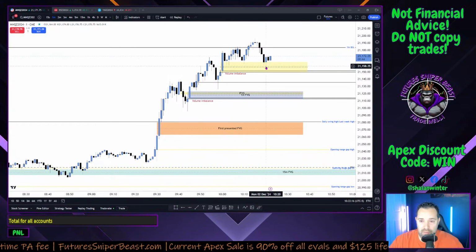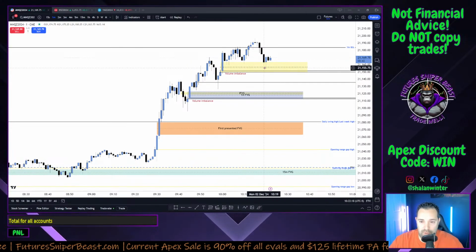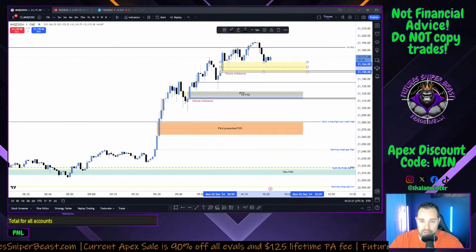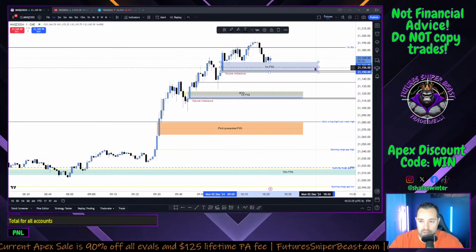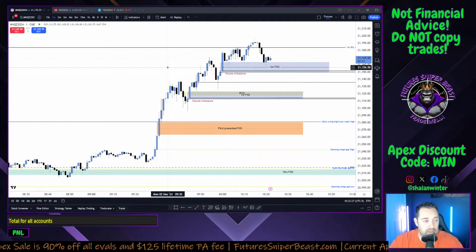And see how it respected the mid-level, this consequent encroachment of this fair value gap right here? Let me change it to its normal color that I like. See right there. So we have to wait. This is why it's important to wait.